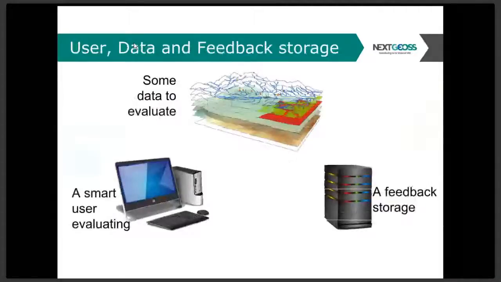So what we have is a triangle between the user, the data, and the feedback storage. At the top of the image, you see some data that we are using and we eventually want to evaluate and report about. Then we have a smart user that is actually taking a look at this and evaluating this. And at another extreme of the triangle, we see the feedback storage. So someplace in the internet, we will have one or many servers that are going to store the user feedback.